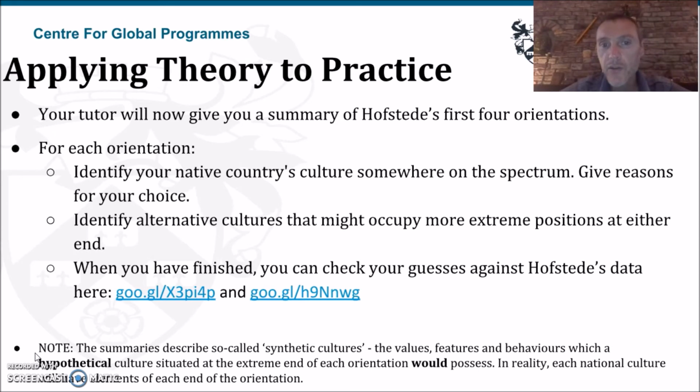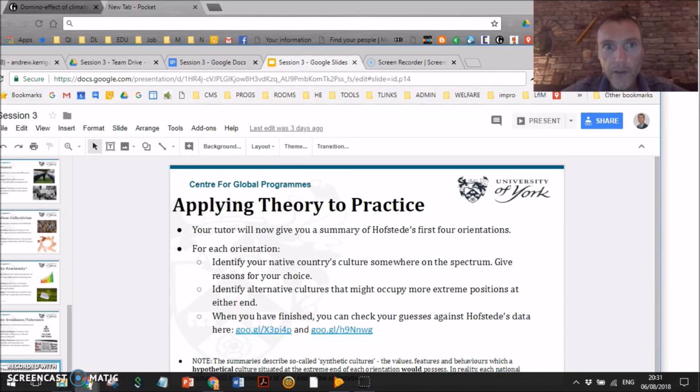Identify alternative cultures that might occupy more extreme positions at either end. So we kind of did that with the presentation, and we spoke about paradigmatic extreme examples of these cultures, and when they have finished with these questions, then they can check their guesses against Hofstede's original data in 2 different formats. So let me just show you the materials that go along with this.